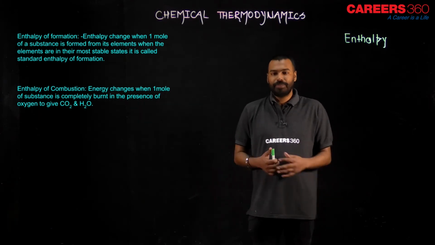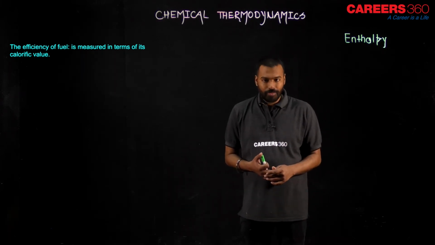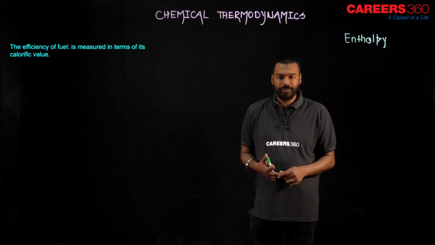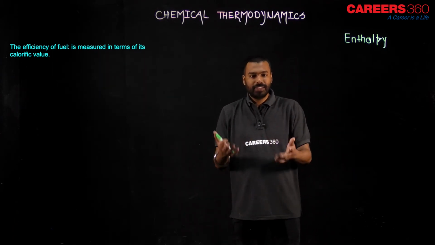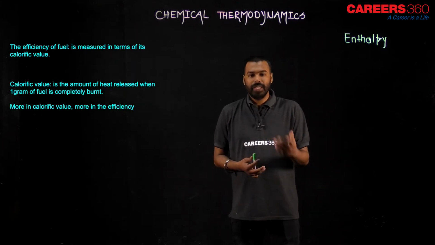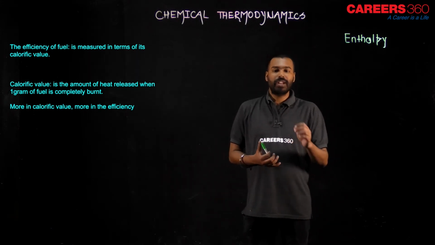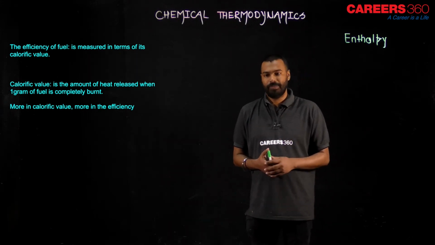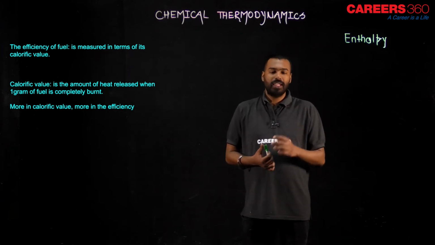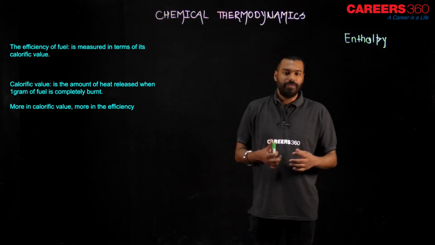Okay. The next point about this enthalpy is efficiency of fuel. So, efficiency of fuel we measure in terms of its calorific value. So, let us study the next point, I mean calorific value in the enthalpy. It is the amount of heat released when 1 gram of fuel is completely burned. Okay. So, that time the released heat is calorific value, and more is the calorific value, more is the efficiency.